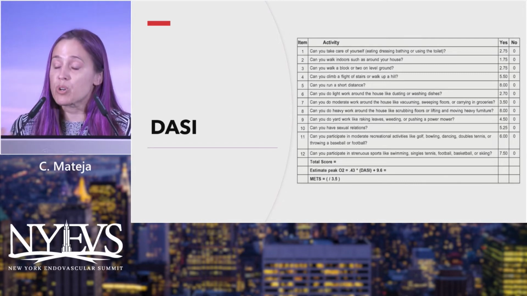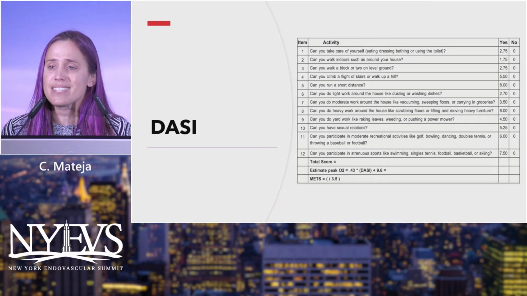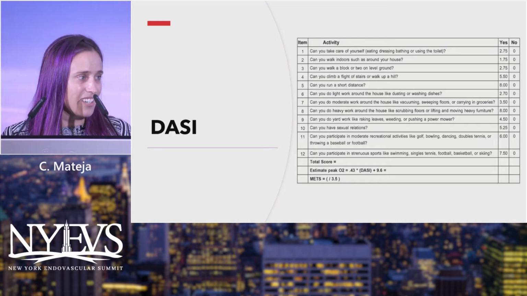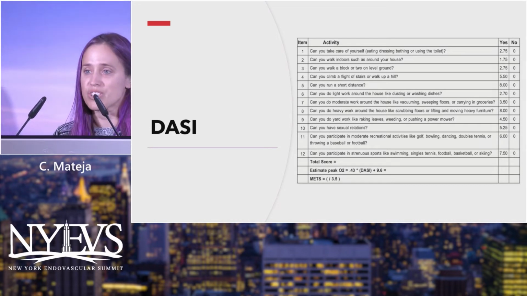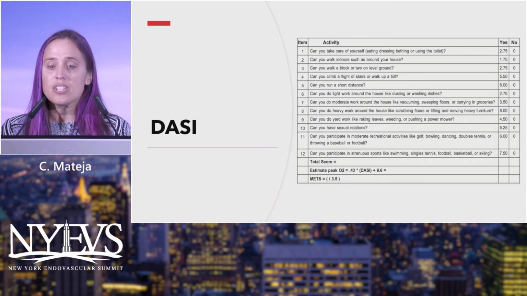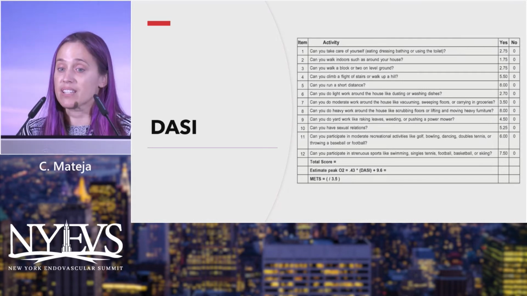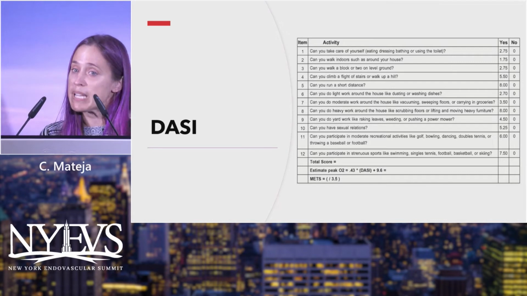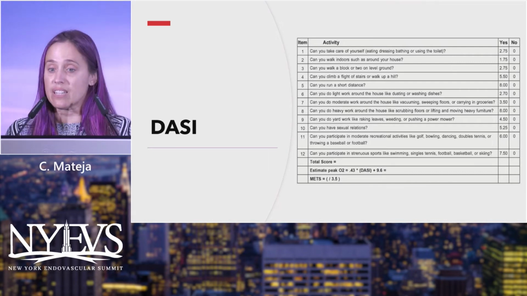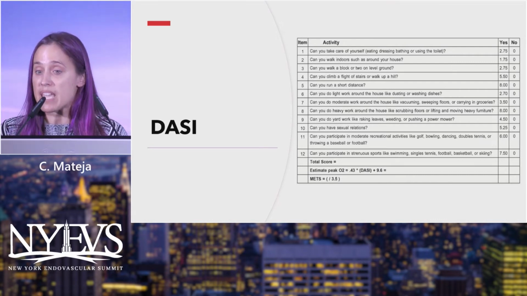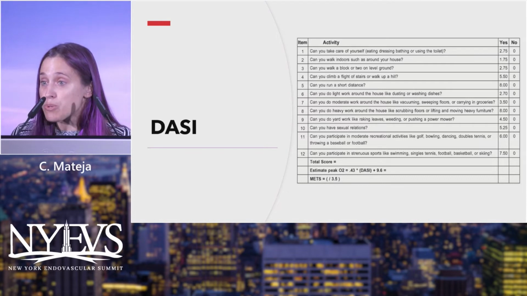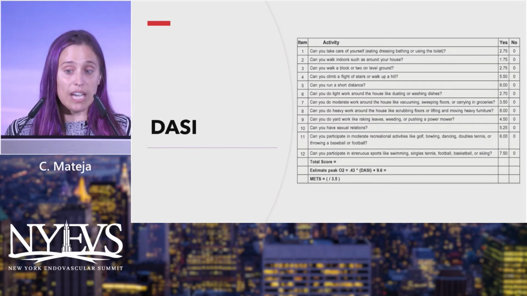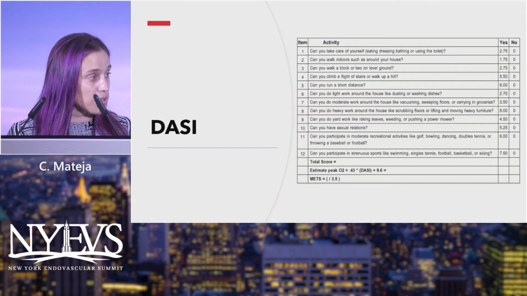This is a much more extensive questionnaire, but in all honesty, it still takes only 30 seconds to ask your patients to see what their functional capacity is. As you can see, it's asking very basic things. Can you take care of yourself? This is your very basic activities of daily living. Can they dress themselves? Can they bathe themselves? Can they go to the restroom on their own? And then you also ask, can you walk indoors, just around your house in general?